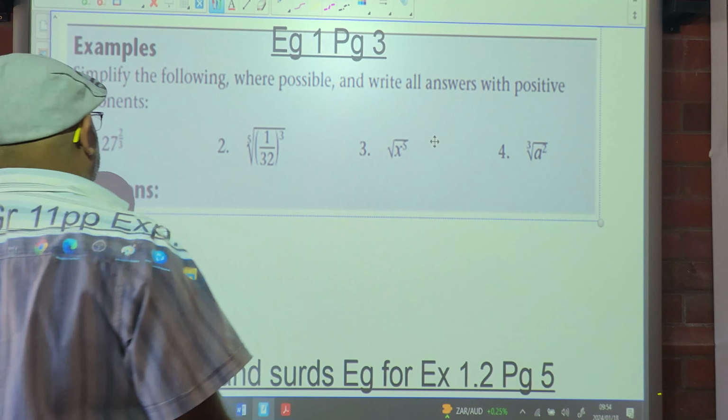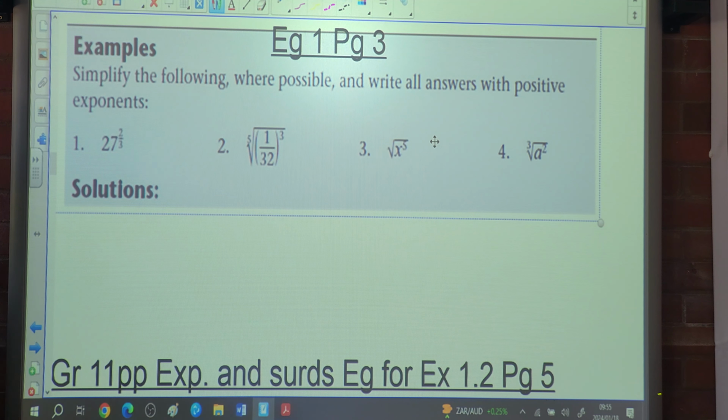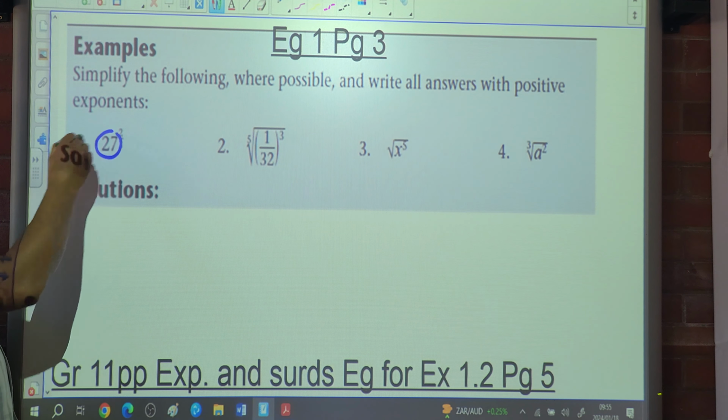We've got 27 raised to the exponent 2 over 3. So firstly, 27 can be written as what? 3 cubed, absolutely. So it's going to be 3 cubed, then raised to the exponent 2 over 3. What do we do if something is raised to a higher exponent? Multiply the exponents, not so? So it's going to be 3 to the power of 3 times 2 over 3, which is 6 over 3, which is 2. And 3 squared is, in any case, 9.